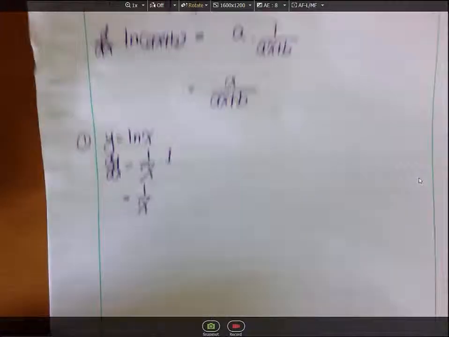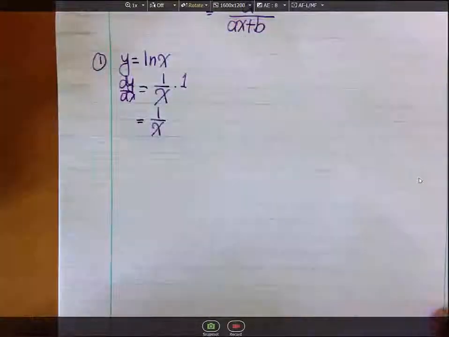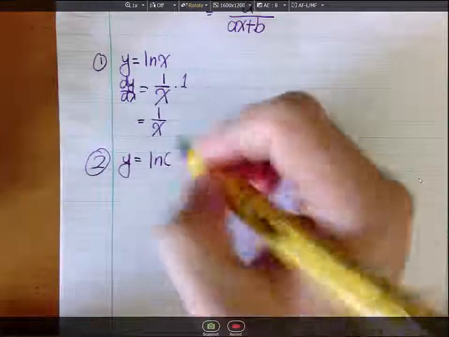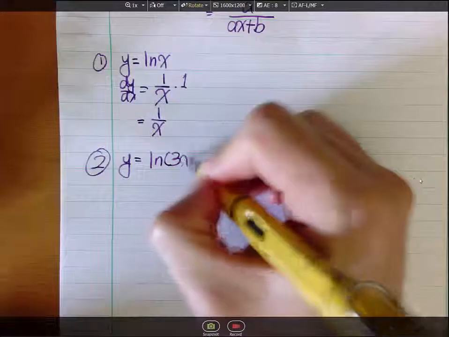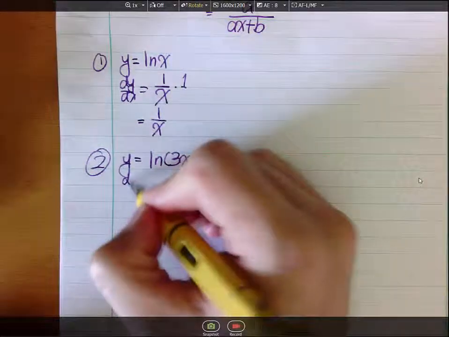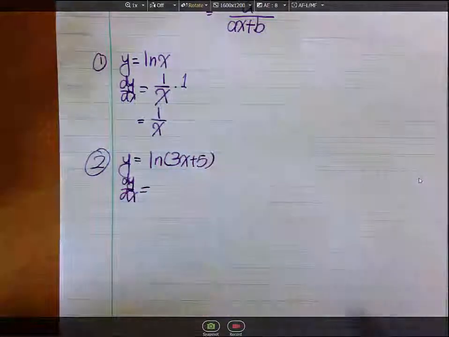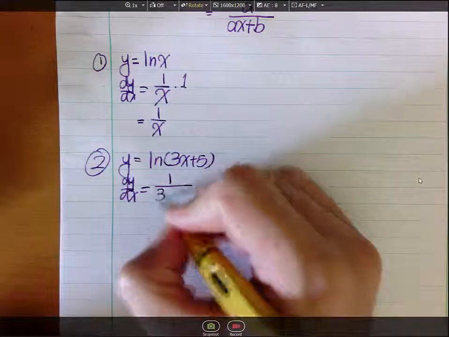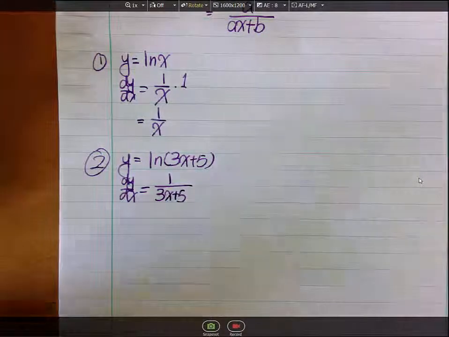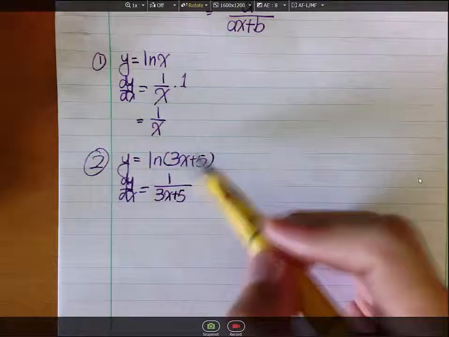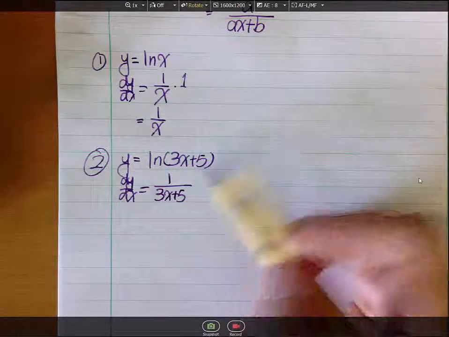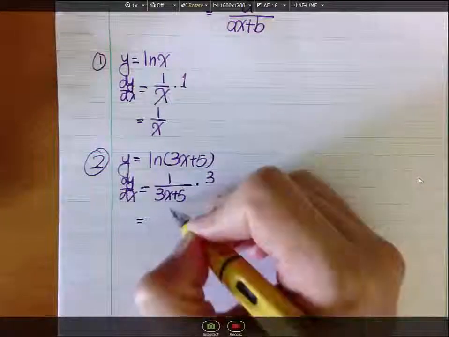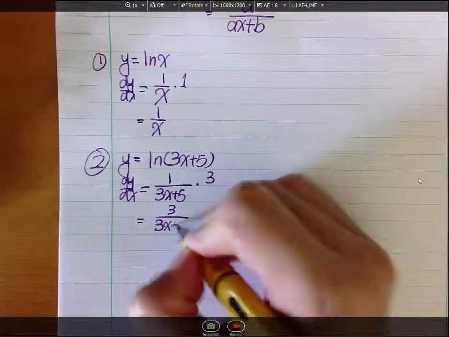Okay, now take it easy. We have another example. Example 2: y equals ln of (3x + 5). Differentiating y with respect to x, first thing we do is take the inverse of 3x + 5, so I get 1 over 3x + 5. Then it's like chain rule, you have to differentiate what's inside the bracket. 3x + 5 differentiated gives you 3, so you multiply by 3. That's why dy/dx is 3 over 3x + 5.